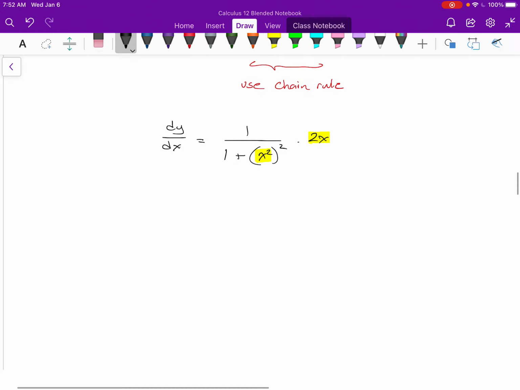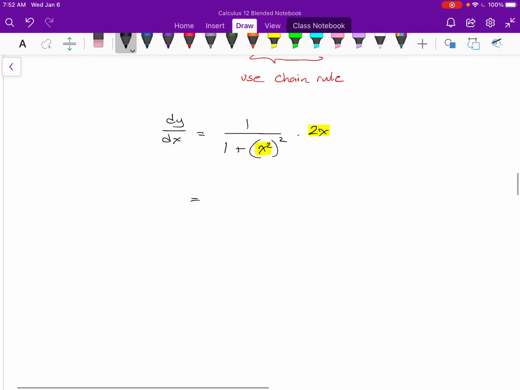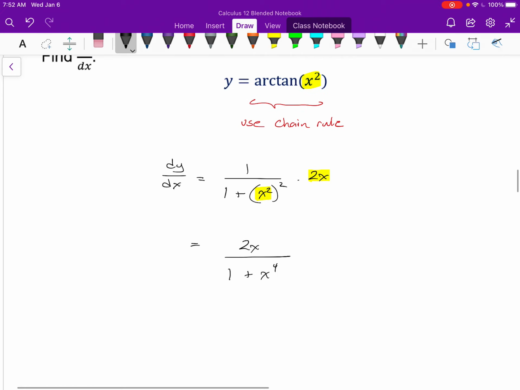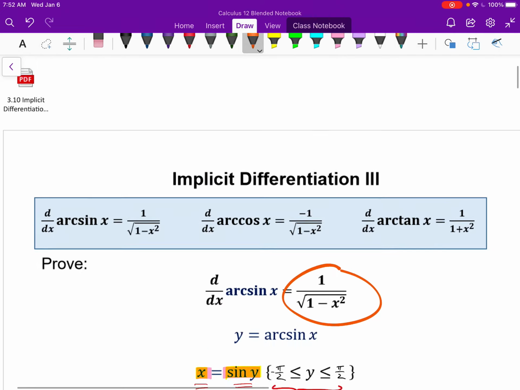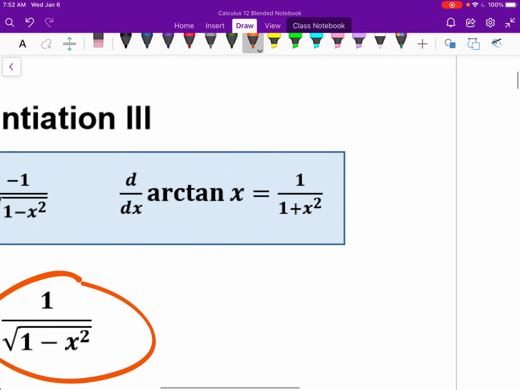And so I might as well just clean this up since it's pretty straightforward to do. In the numerator, I have 2x. In the denominator, I have 1 plus x to the power of 4. And so before I go on, chances are you may have been a little thrown off by this part right here, the x squared squared. But if I go back to way up here, you have the derivative of arctan x is 1 over 1 plus x squared. But this was the derivative of x squared. So the input was x squared, so that's why you have x squared squared.